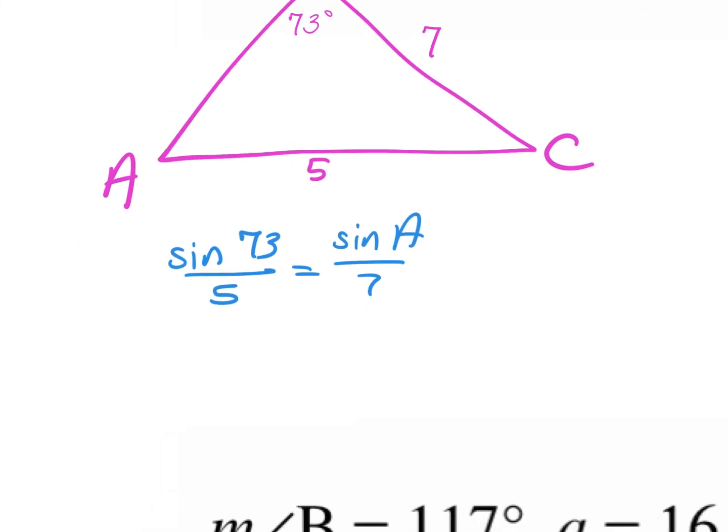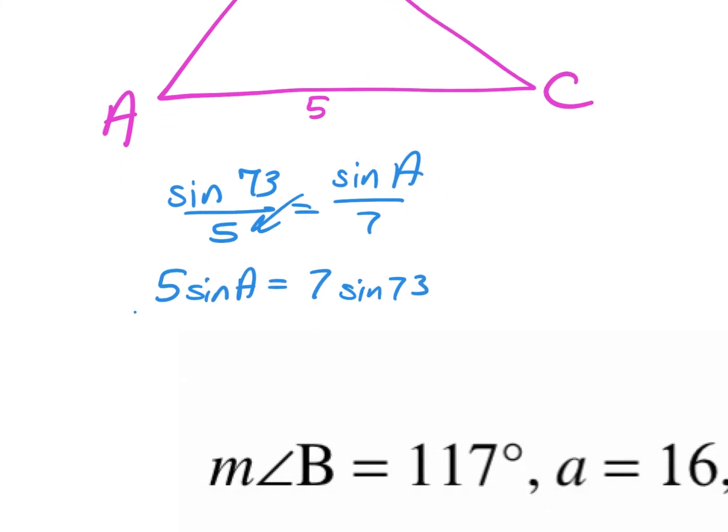So now we do the exact same thing. We're going to cross multiply. So 5 times the sine of A equals 7 times the sine of 73. Divide both sides by 5. And again, guys, this is a little bit different than our other one that we just did. Why is this a little different? How is this different?